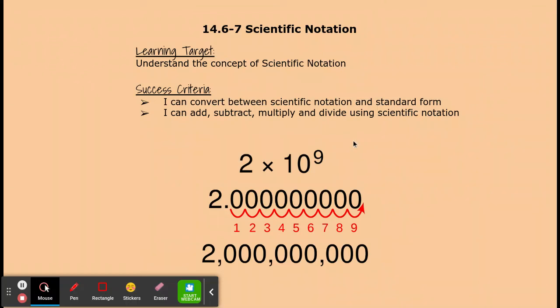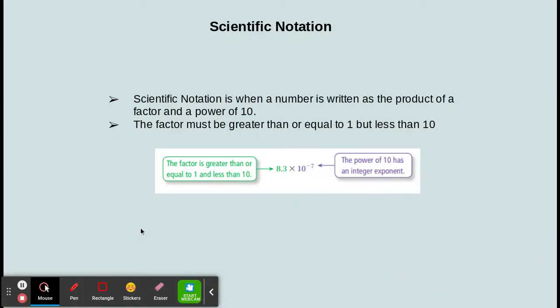This is section 14.6 and 7 all together in one. So here we're starting our talk about scientific notation.